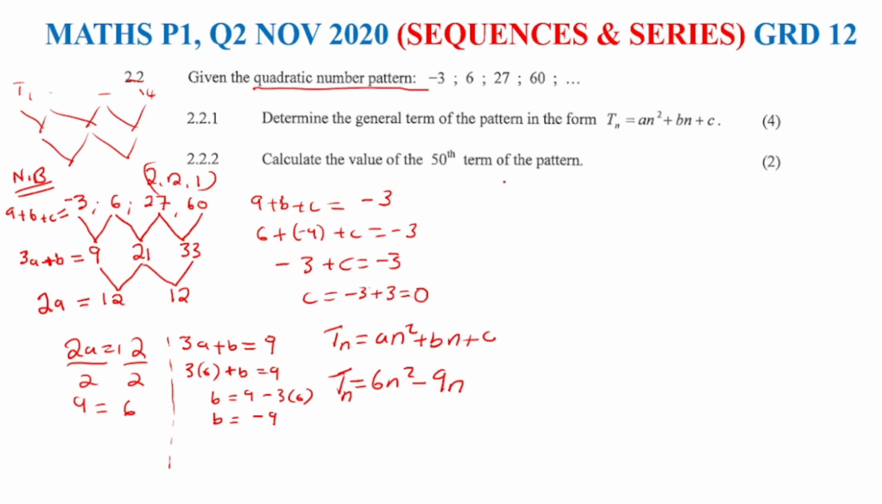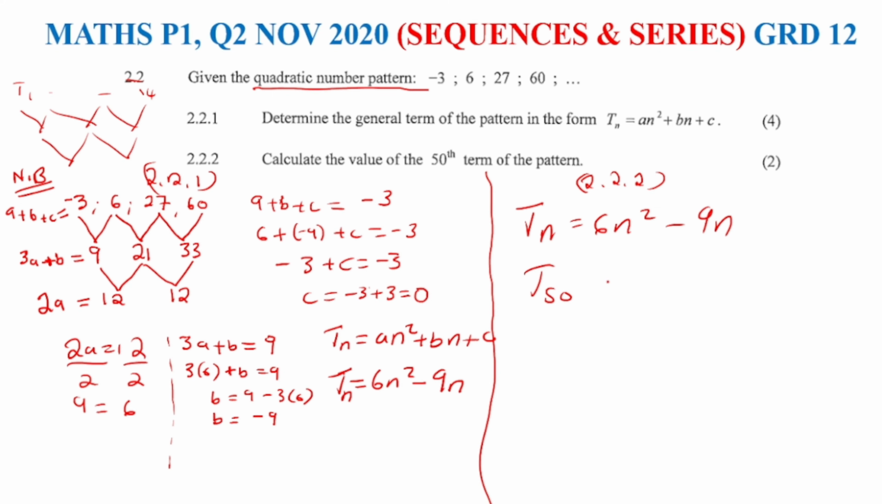Okay, now let me just put a line there. Now let's do 2.2.2. Right, what is it saying? It said calculate the value of the 50th term. So we know that our general formula is given by Tn equals 6n squared minus 9n. So T50, which is what they're asking us, we just come and substitute term number 50 there, because that's what the question is asking us to do.